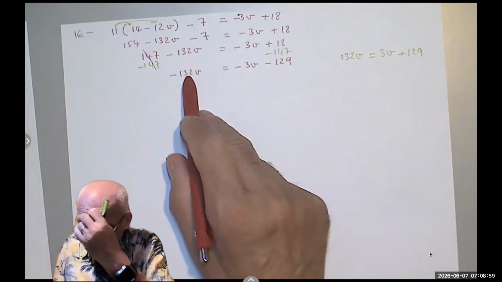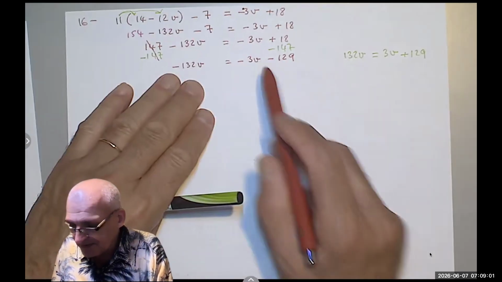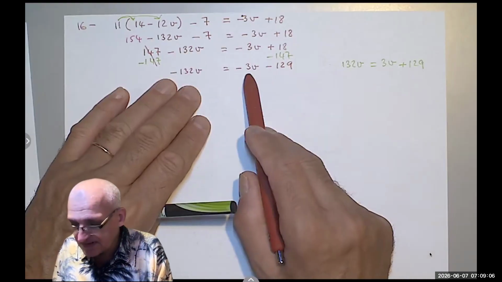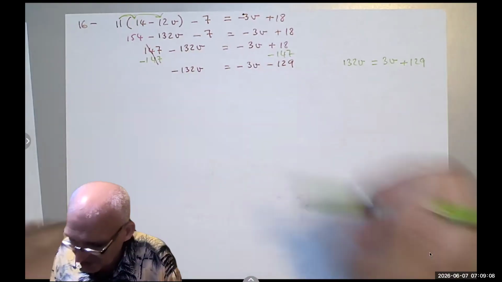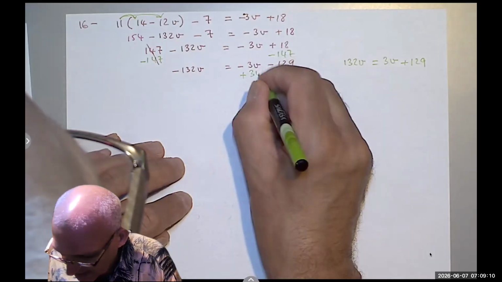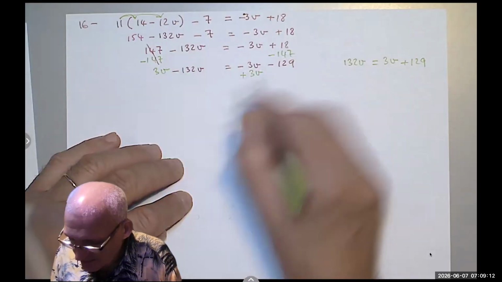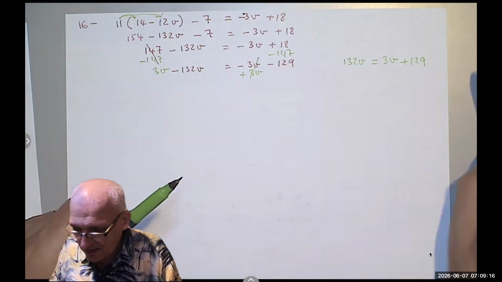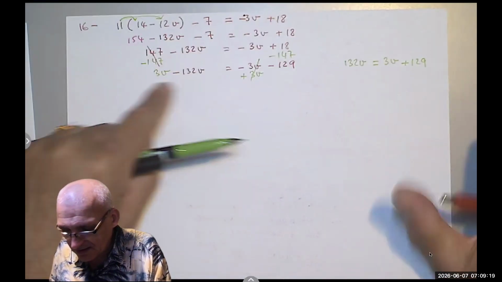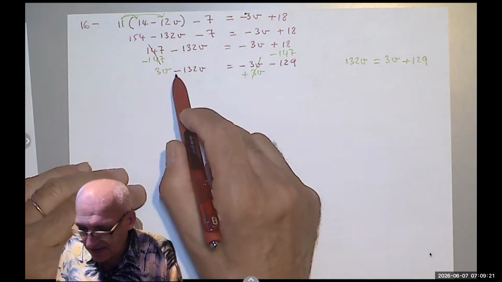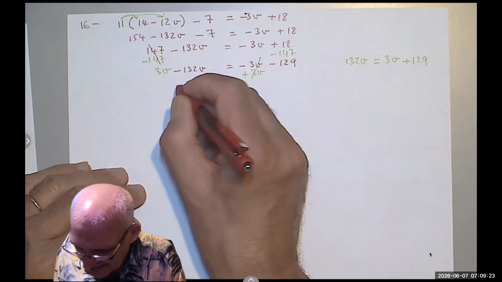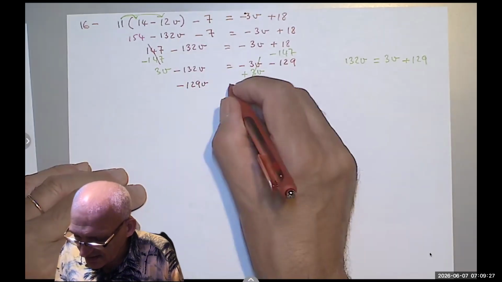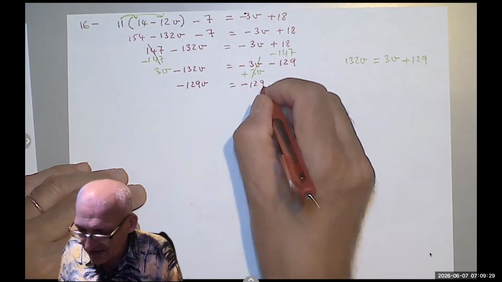On the left-hand side, I have a v, but on the right-hand side, I have a variable and a constant. The variable is subtracted, so I'm going to add it to both sides. So now I have to combine like terms. 3v minus 132v is negative 129v. The right-hand side is negative 129.